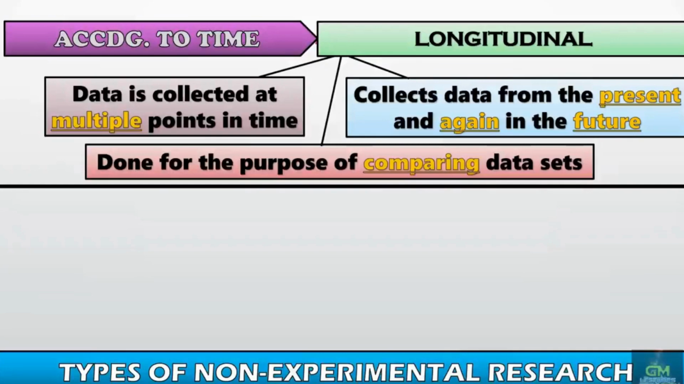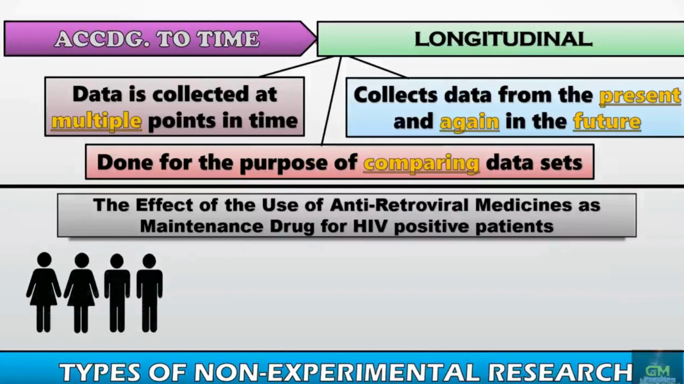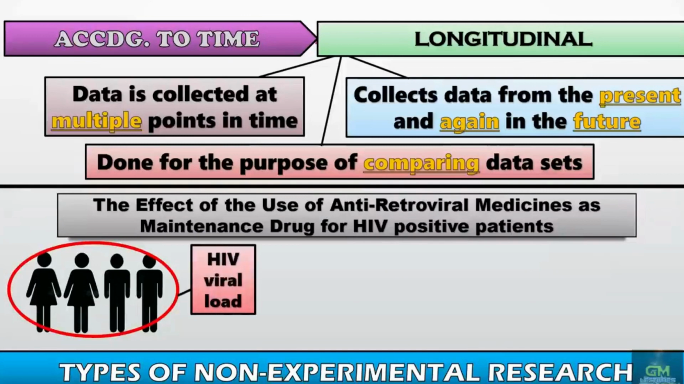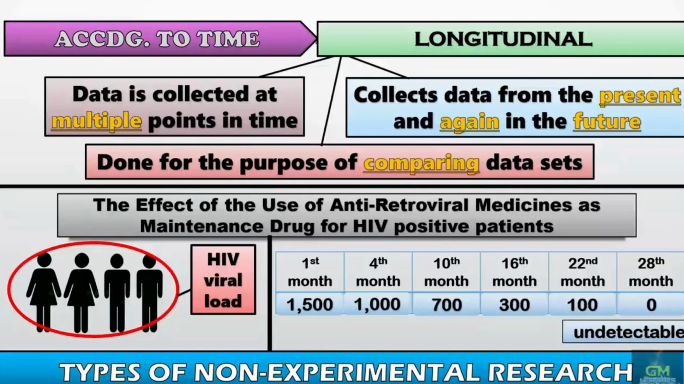Let's take this for example. A study on the effect of the use of antiretroviral medicines as maintenance drug for HIV-positive patients. The participants for this particular study are individuals who tested positive for HIV. At the start of the longitudinal research, their HIV viral load is taken and recorded before they are given the medicines, after which their viral load is monitored on a specific schedule in order to determine how the medicines are working. Based on this particular example, you could say that it takes quite a long time before this particular study is finished, hence we have the term longitudinal.